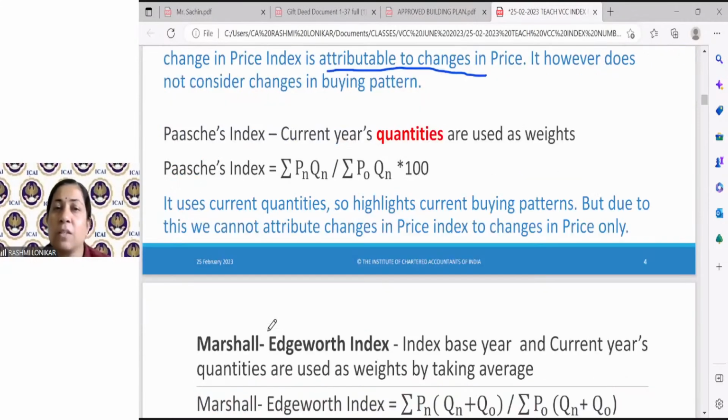Paasche talks about current year's quantities are used as weight. What happened in Laspeyres? What did we use? We used the base year quantities as weights, and Paasche is using the current year's quantities as weights. So it uses current quantities to highlight current buying patterns, but due to this, we cannot attribute changes in the price index to changes in price only. Okay.